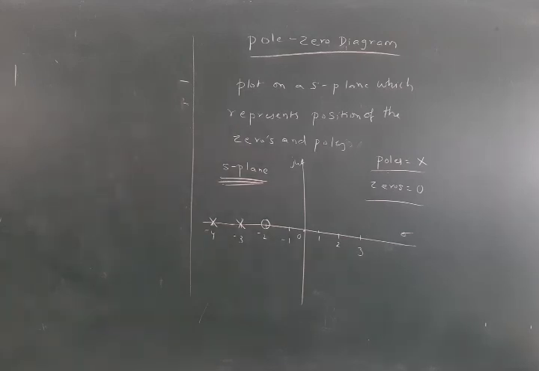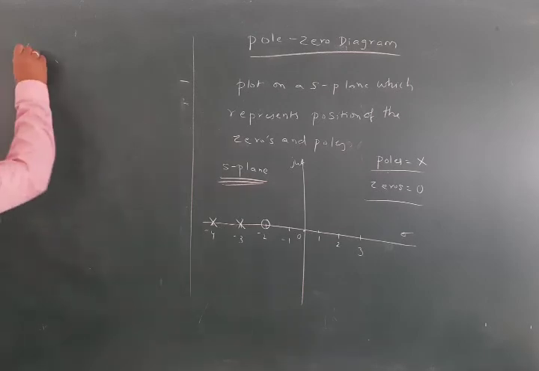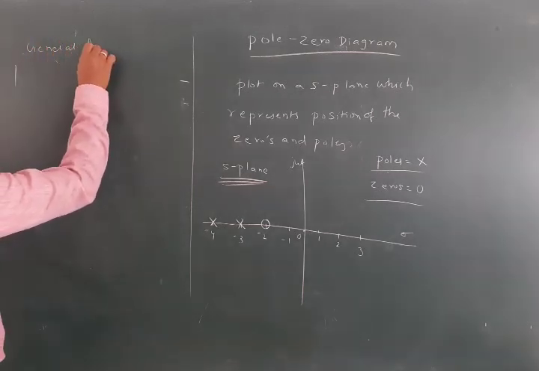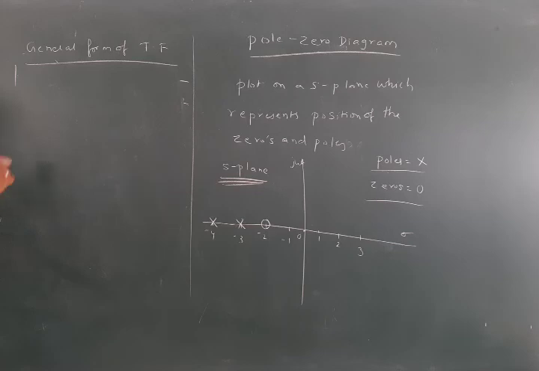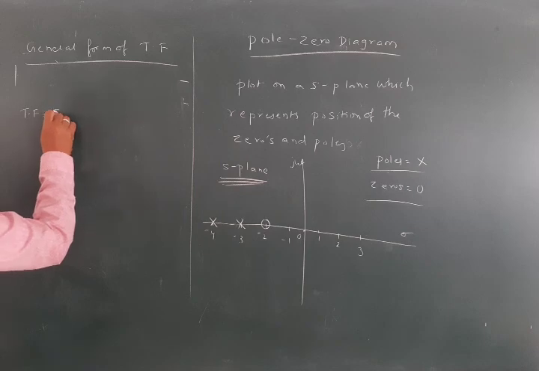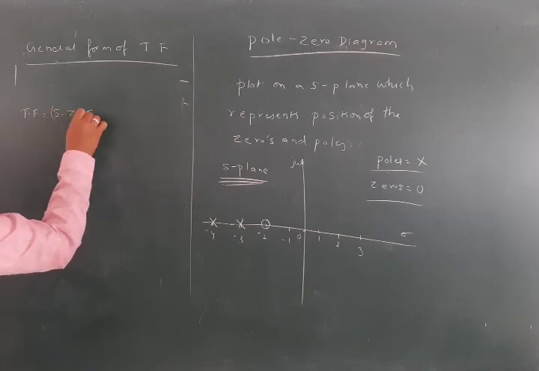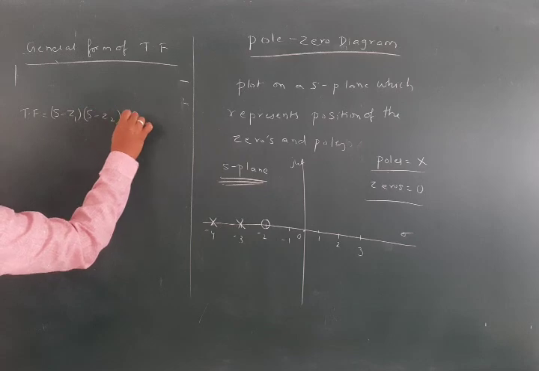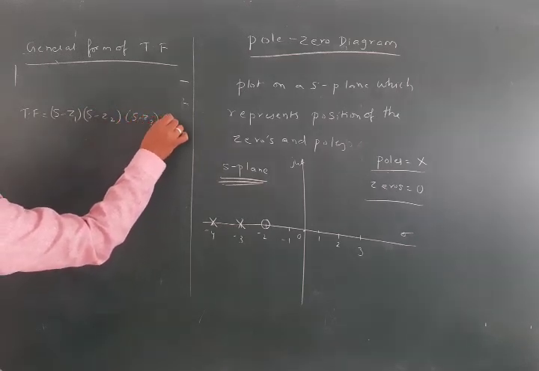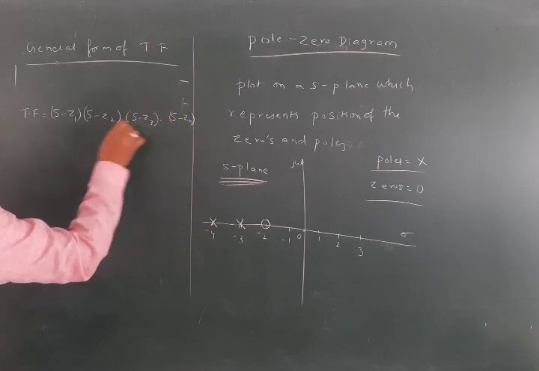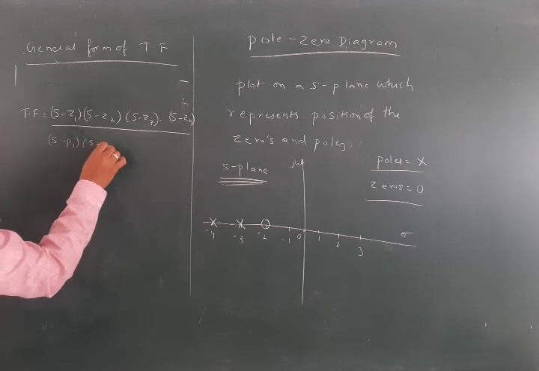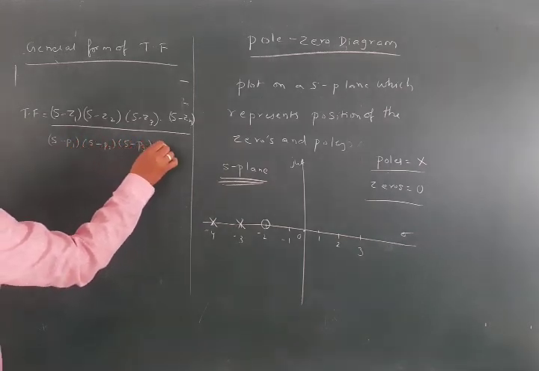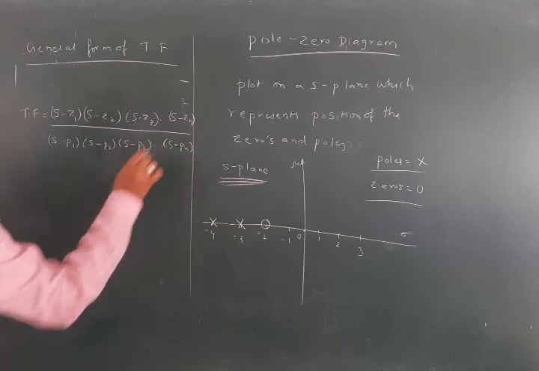So the general form of the transfer function we will write now. What is the general form of the transfer function? Transfer function is equal to (S minus Z1) into (S minus Z2) into (S minus Z3), and so on, (S minus Zn), divided by (S minus P1) into (S minus P2) into (S minus P3) and so on, (S minus Pn). Okay.